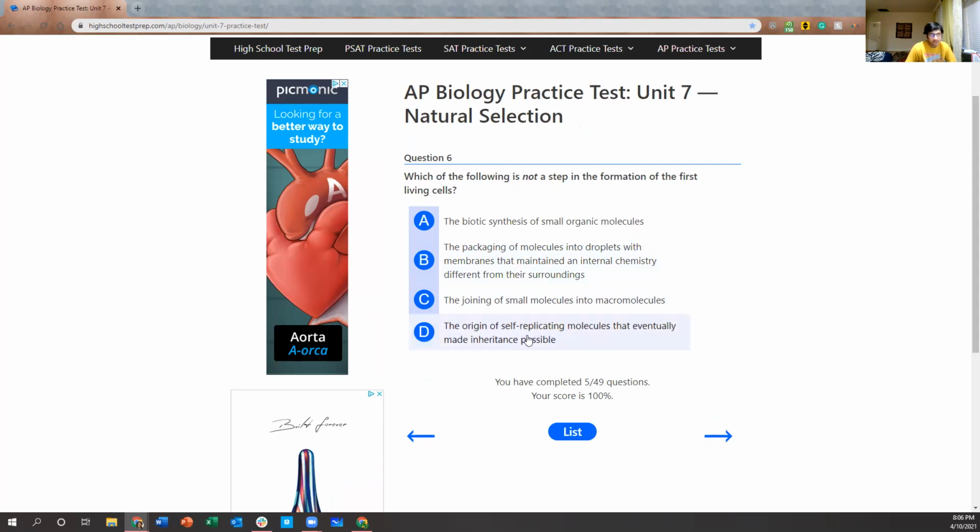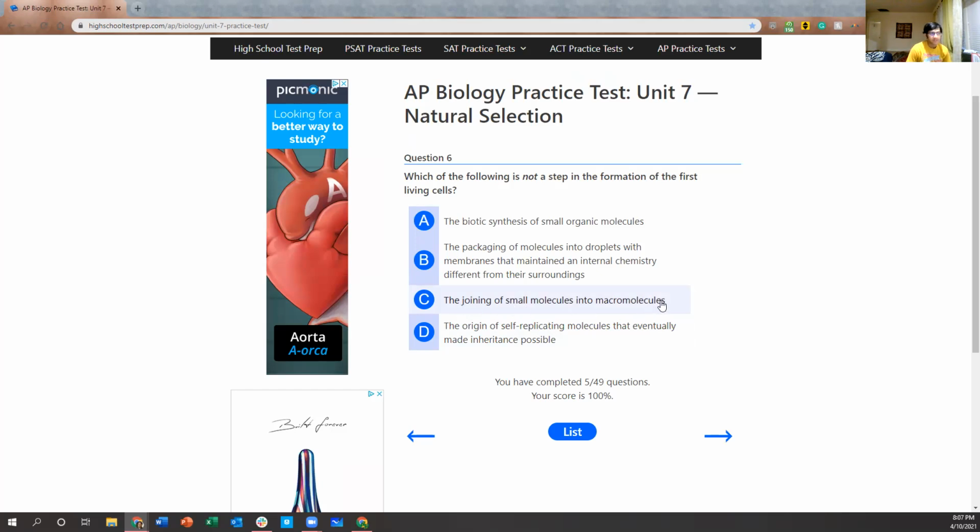Self-replicating molecules that made inheritance possible. That is true, because through the RNA world hypothesis, we suggest that RNA was a self-replicating molecule, and then eventually DNA was more stable. So that is a step. So we wouldn't select that answer choice.